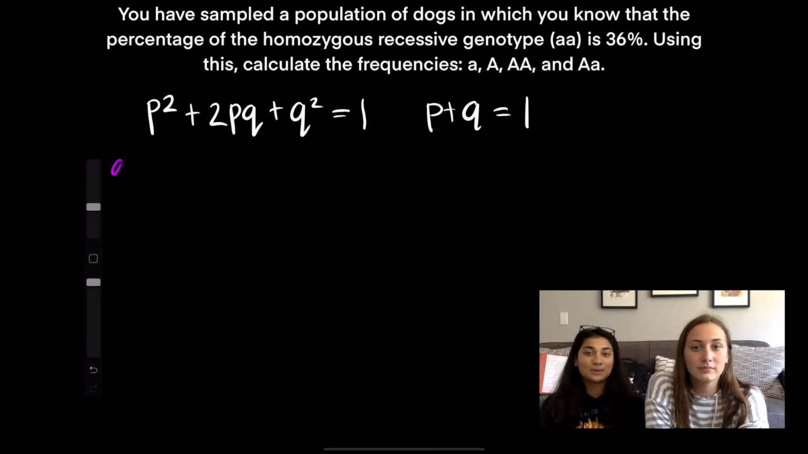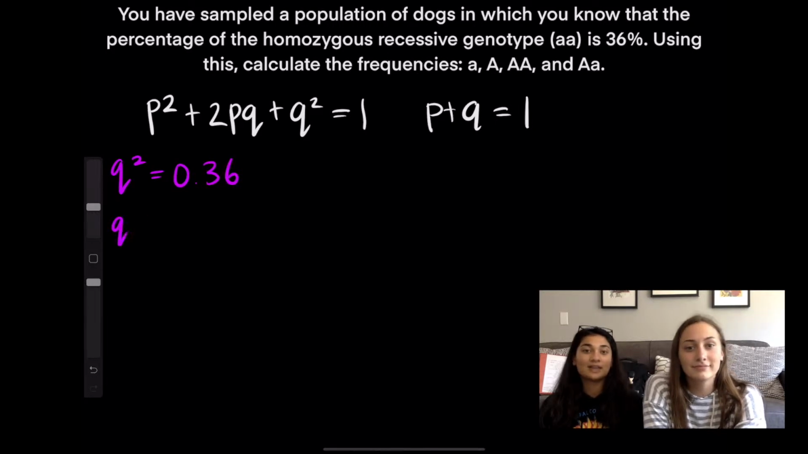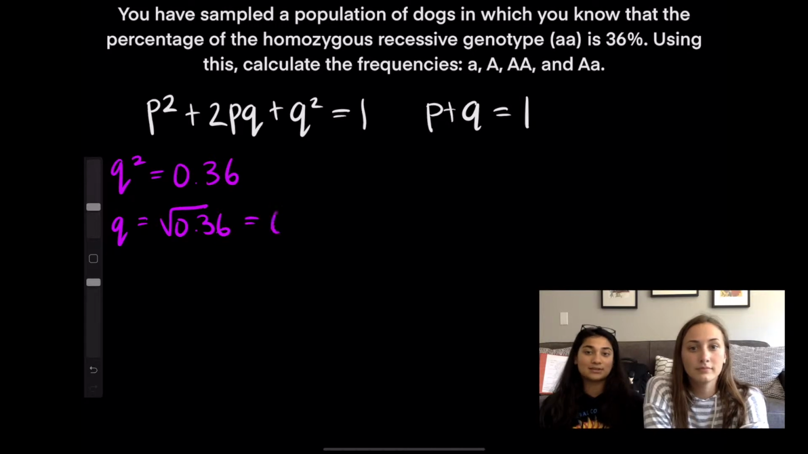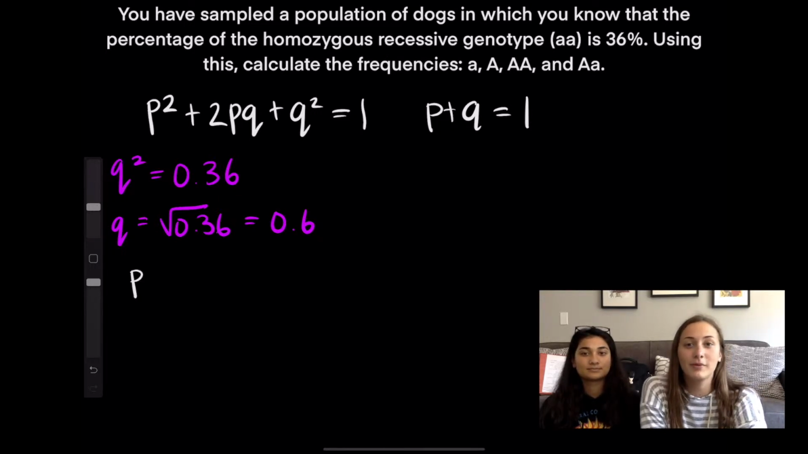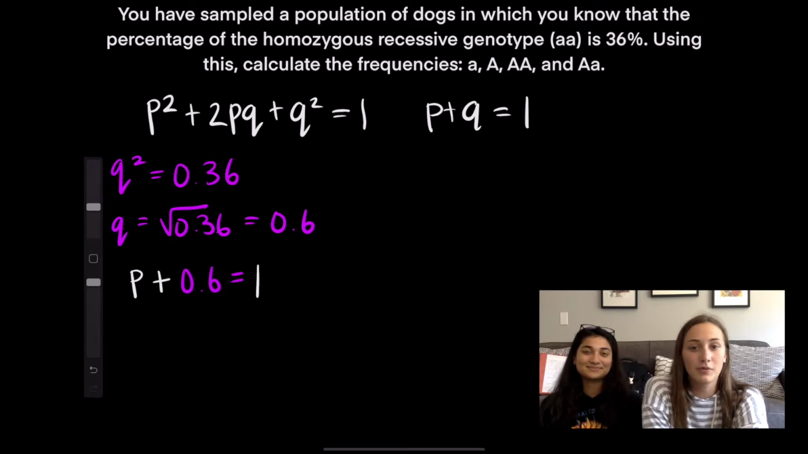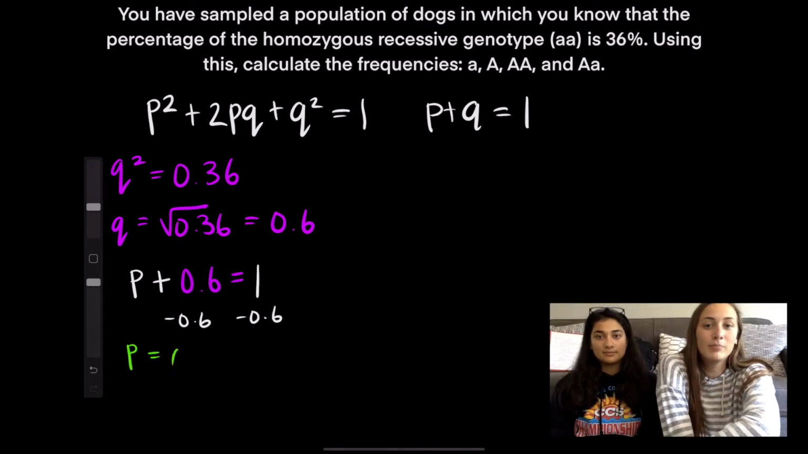So using this, we can identify that the given 36% is q squared, and we can take the square root of this and find that q is equal to 0.6. The q squared is equal to the genotype small a small a, and by finding q, we were able to find the allele small a. Now that we have q, we are able to find p. Because p plus q equals 1, we can subtract the value of q, 0.6, and find that p equals 0.4. So p is equal to the allele big A.